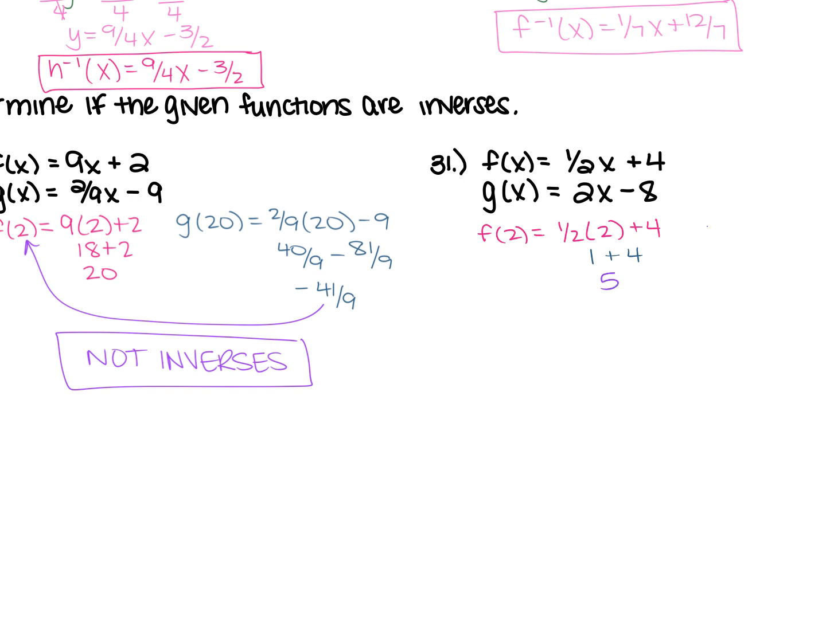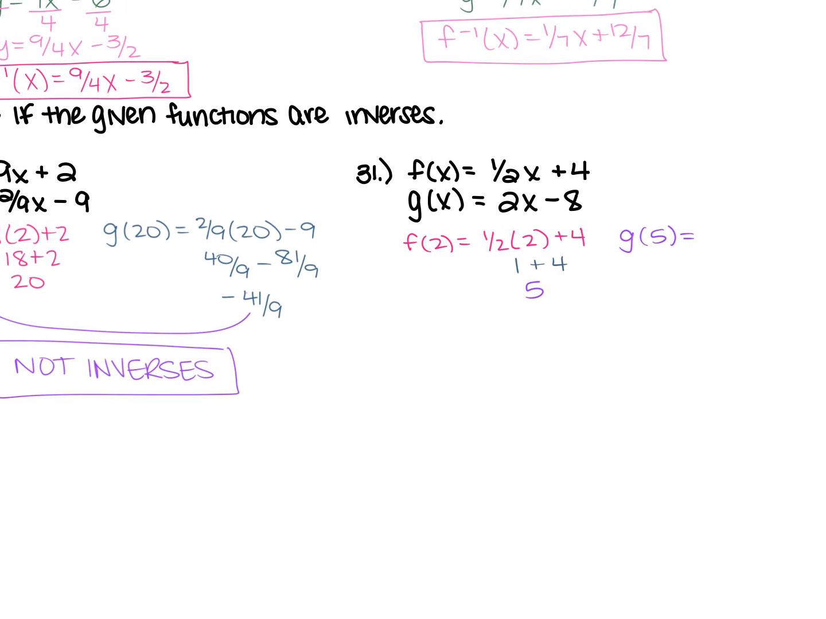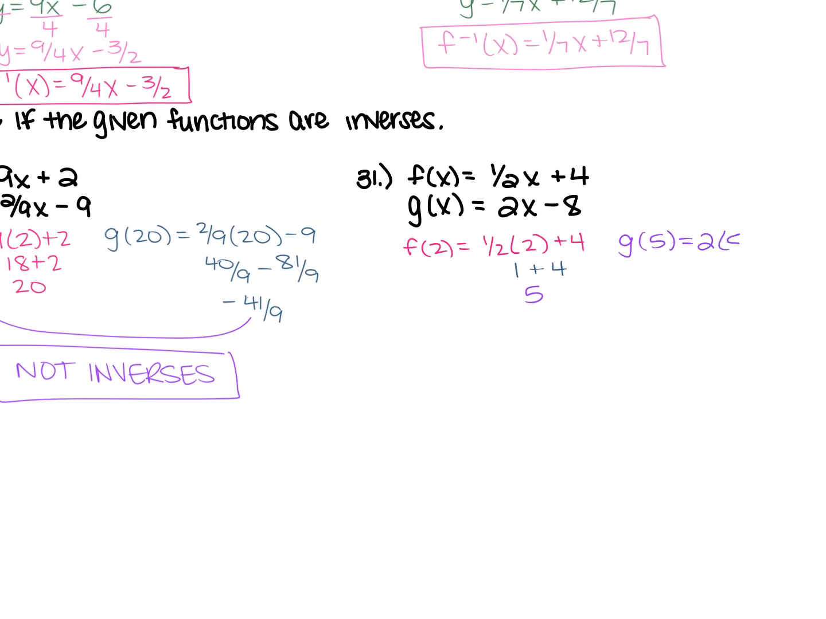So now we're going to find g of 5. g of 5 is going to give us 2 times 5 minus 8. 2 times 5 is 10. Minus 8 is 2. Your 2 that you got here is the same number that you plugged into f of x. So these two are inverses.